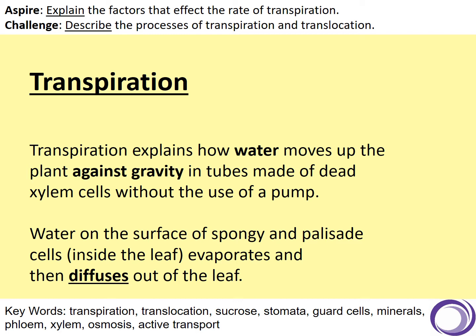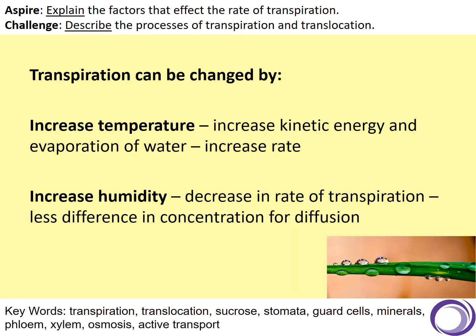It's a bit like magic, and it goes through the xylem vessels. Then it will move into the spongy layer and to the palisade layer, which is where it needs to be for photosynthesis, and then it will diffuse out of the leaf.